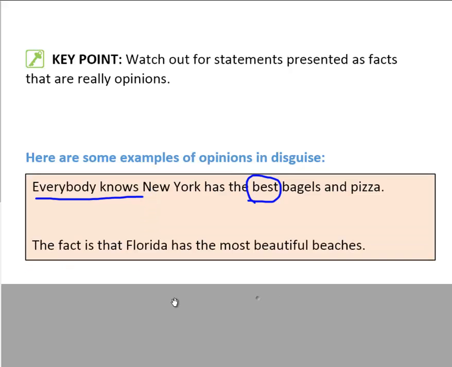And here's another one. The fact is that Florida has the most beautiful beaches. Again, we have some value words, most beautiful. There's no way to factually prove what is most beautiful. But just because I say that something is a fact doesn't mean that it is a fact. So just because I've worded a statement to make it look like a fact, that doesn't mean that it necessarily is. And keep in mind, there's no way that we can prove best or most beautiful. Those are value words, so those are two statements of opinion.